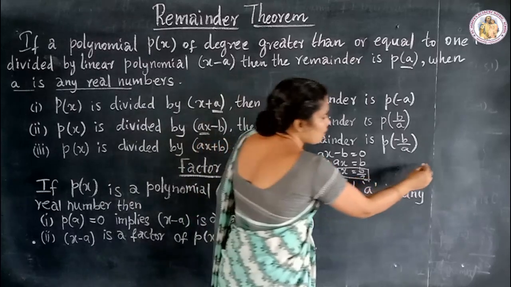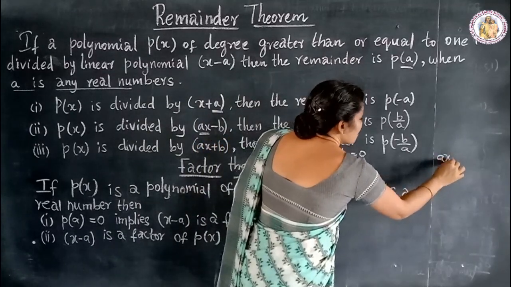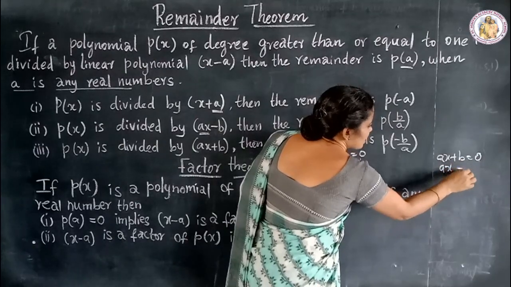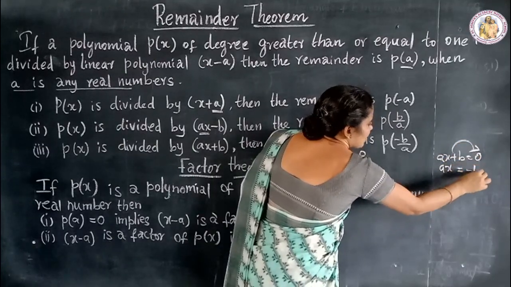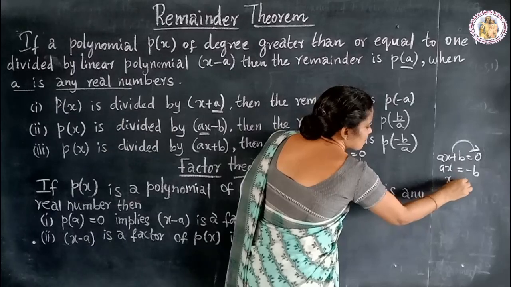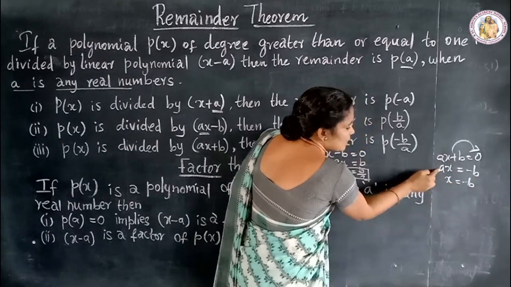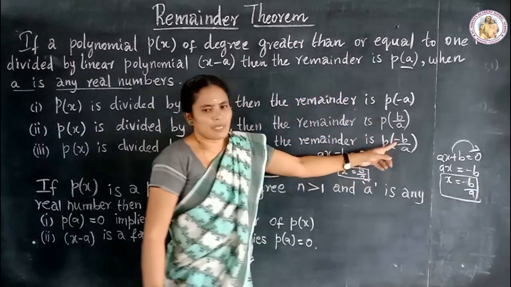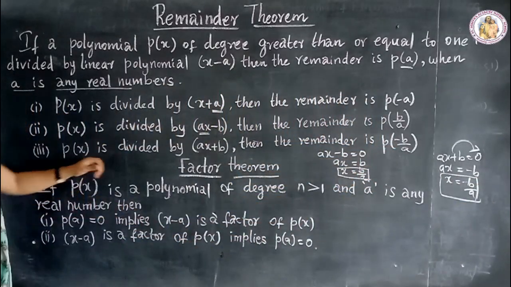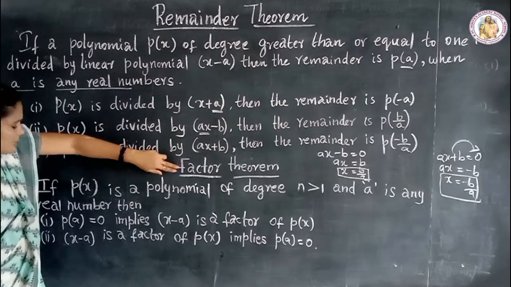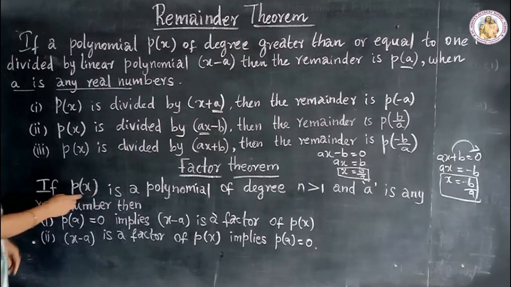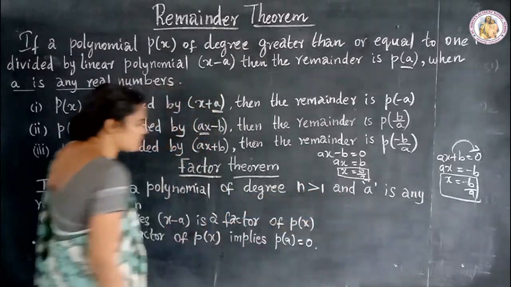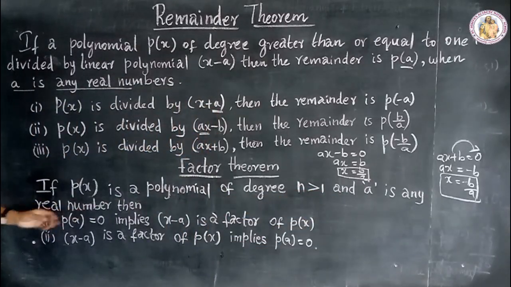As we did now, ax plus b is equal to 0, so ax is equal to minus b. In the next step, a goes for division, so x is equal to minus b by a. And then the factor theorem: if p(x) is a polynomial of degree n greater than or equal to 1 and a is a real number, then we have two steps.